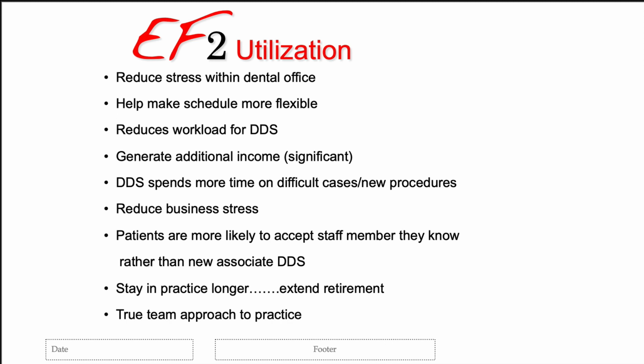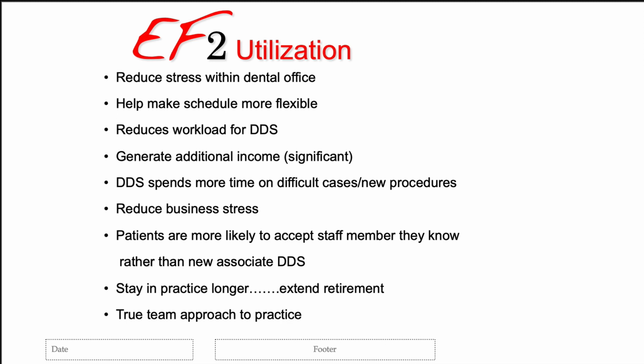The DDS doesn't have to finish every single restoration and procedure. The EF's there to take care of that. Generate additional income. If you fully utilize your EF2, you're going to make some very significant differences in production income. DDS spends more time on difficult cases and new procedures. I kind of mentioned that before, presenting new cases. Having more time to spend with the patient typically increases acceptance of complicated cases.